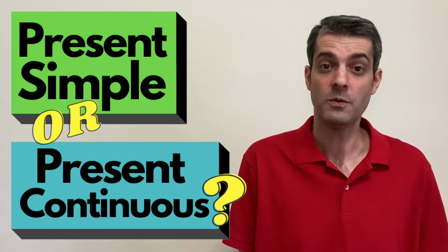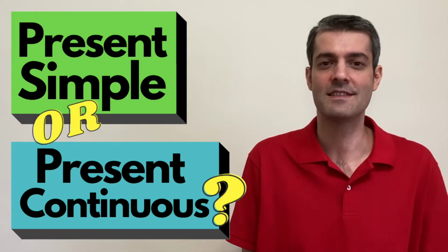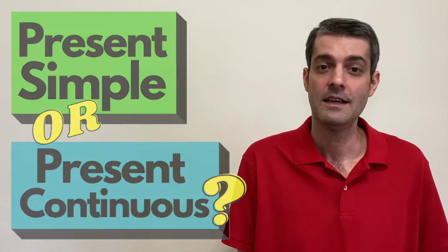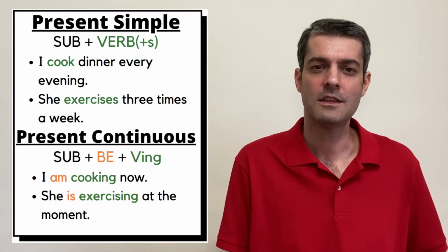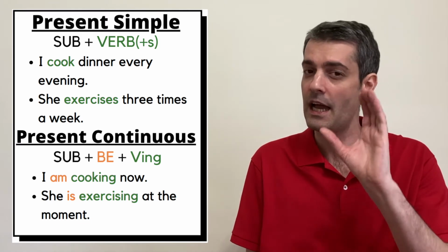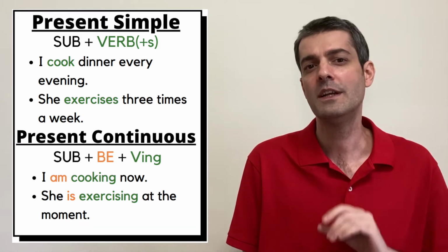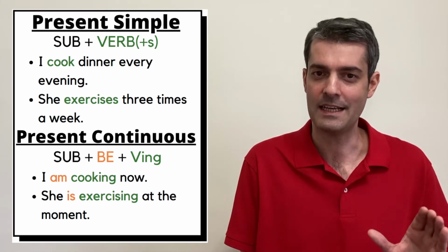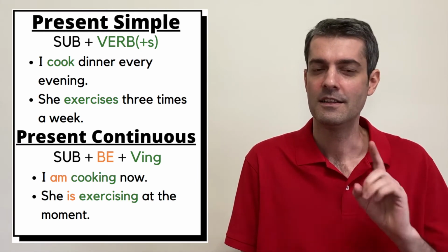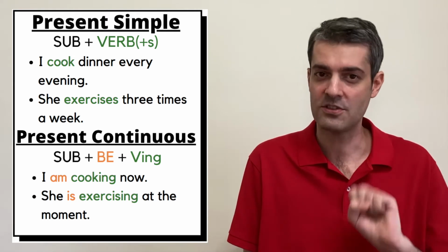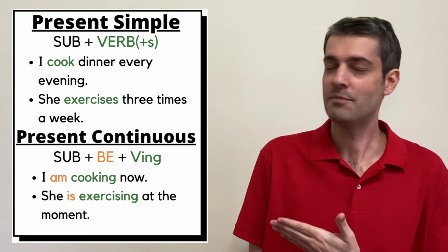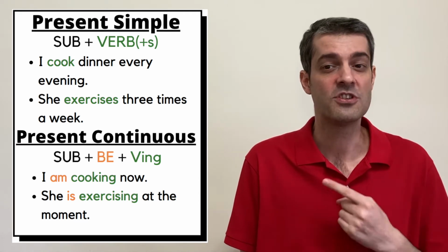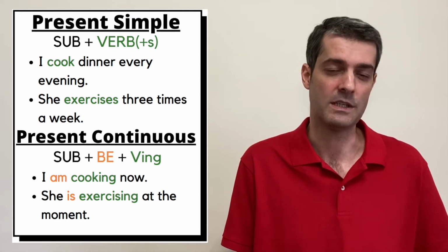In this video, we're going to talk about when to use the present simple tense and when to use the present continuous tense. As a quick recap, we make the present simple tense by having I, you, they, and a verb, or he, she, it, and a verb plus s, es, or changing the y to i and adding es. The rules for this are included in part 2 of this series. Example sentences include, I cook dinner every evening and she exercises 3 times a week.